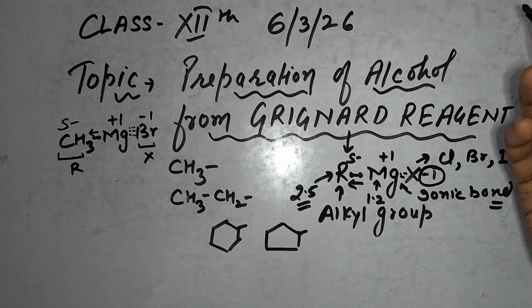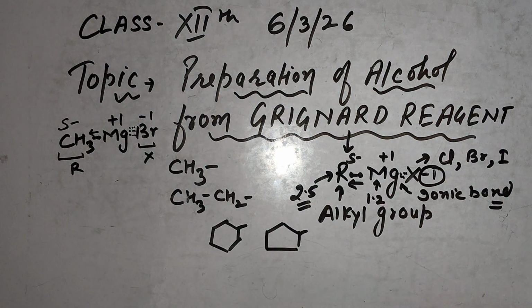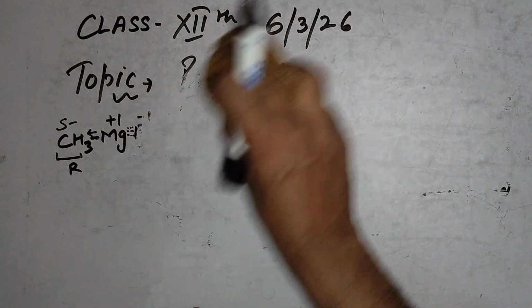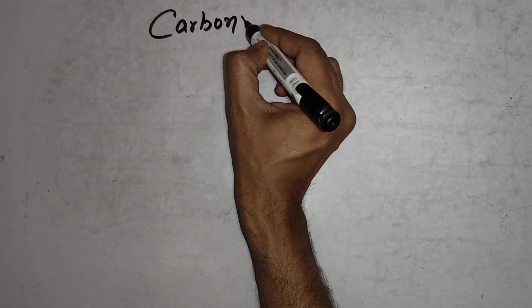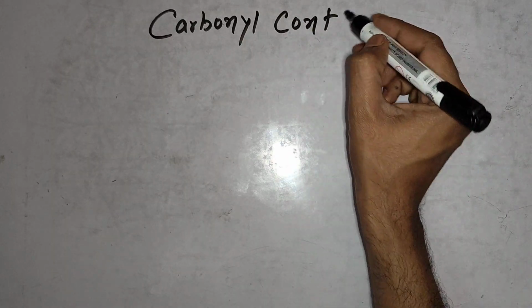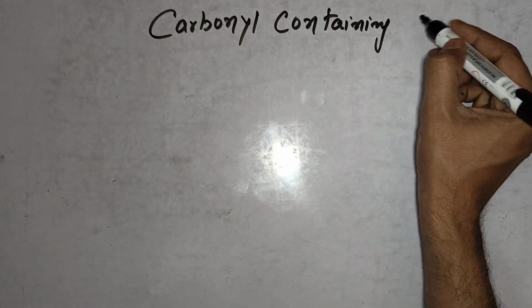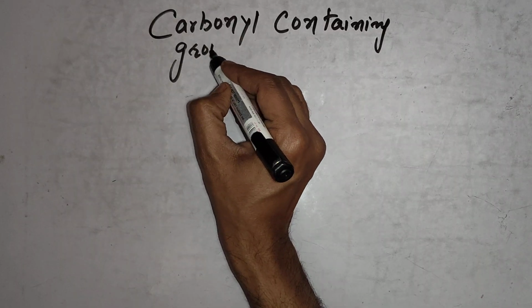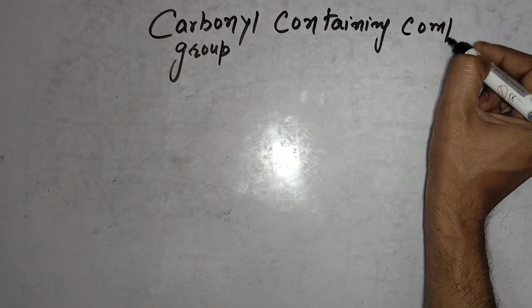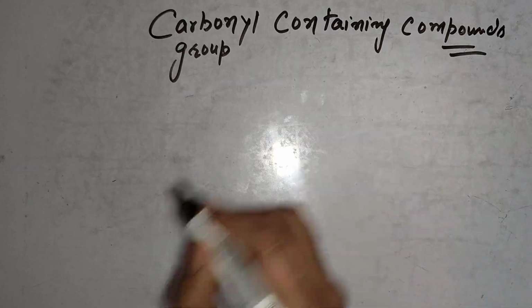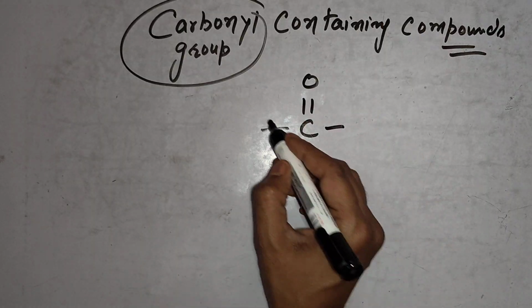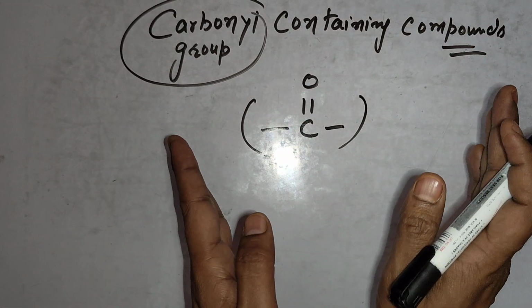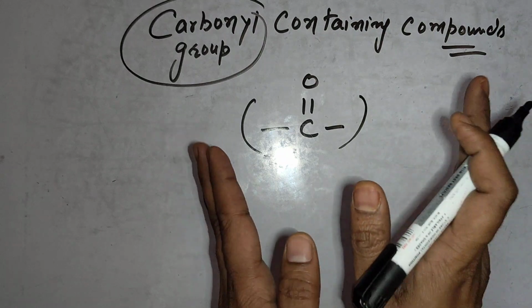Now how this Grignard reagent can produce alcohol? Grignard reagent individually can't produce alcohol. What it required? It required carbonyl group containing compounds. What is carbonyl group? C=O. This group is known as carbonyl group. The compounds which contain this group, we call them carbonyl containing compounds.